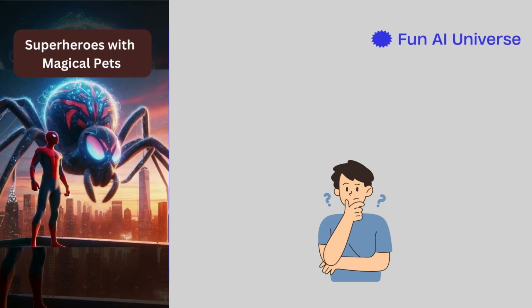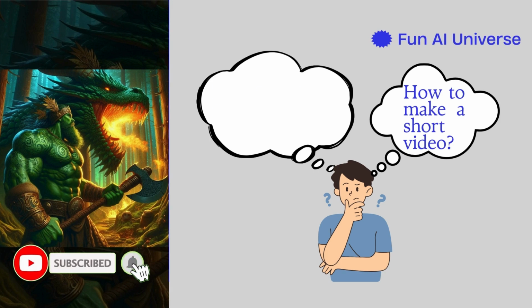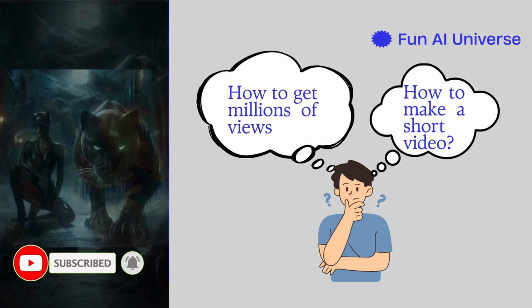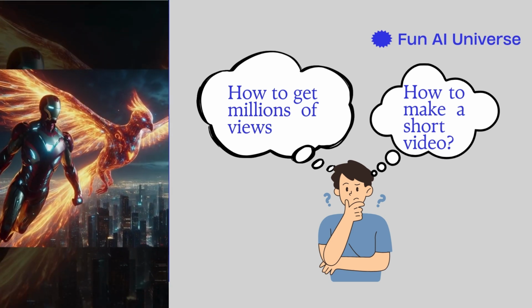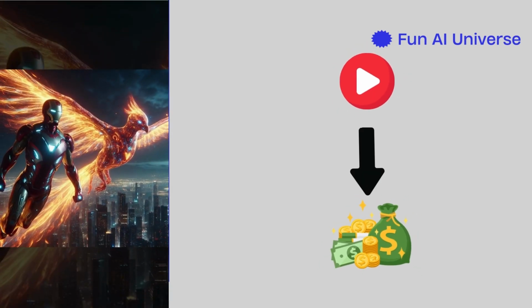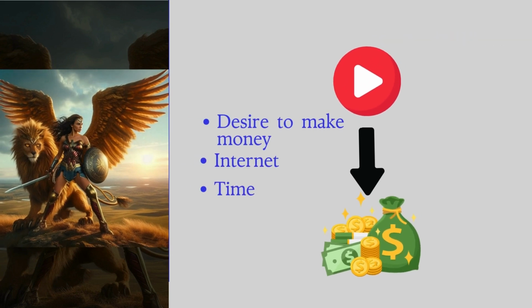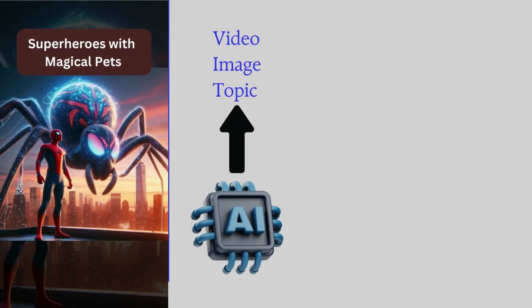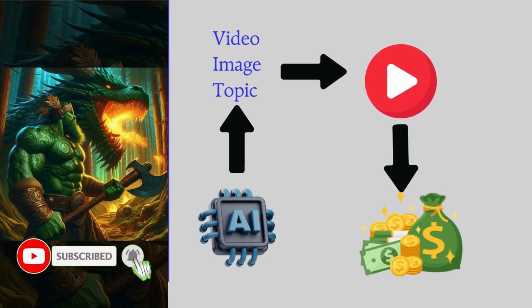In this video, I'll show you step by step how I created the superhero video you just watched. Watch until the end to learn how to make short videos that get millions of views. If you want to make money from YouTube, there are three things you need: desire to make money, internet, and time. Everything else is given to you by artificial intelligence applications.